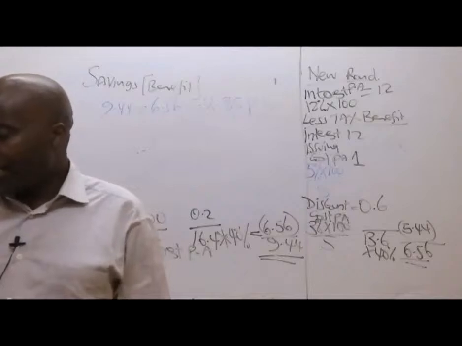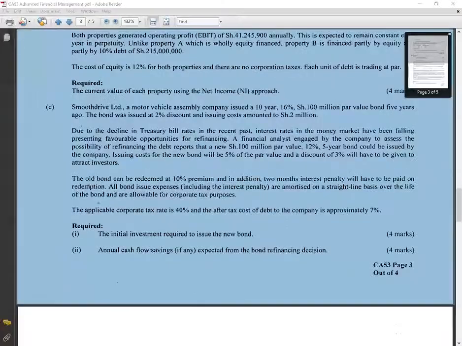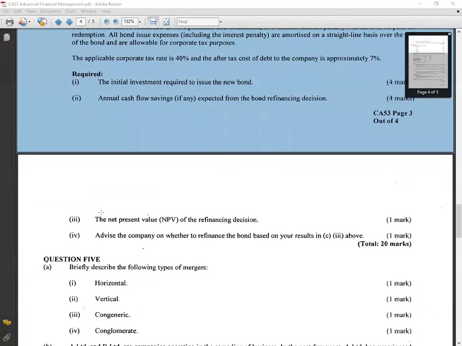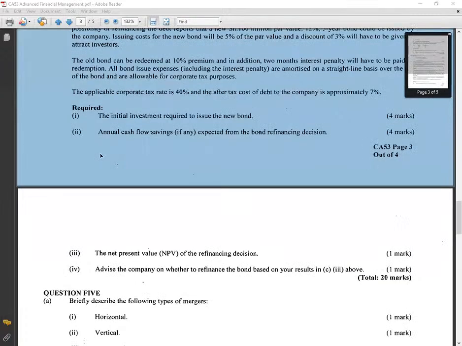That is why you are seeing in Roman 3 actually, where they're asking you to calculate the net present value of the refinancing decision. The net present value of the refinancing, as you shall be seeing later on. For Roman 3, to get net present value, I will take this annuity benefit times PV4.